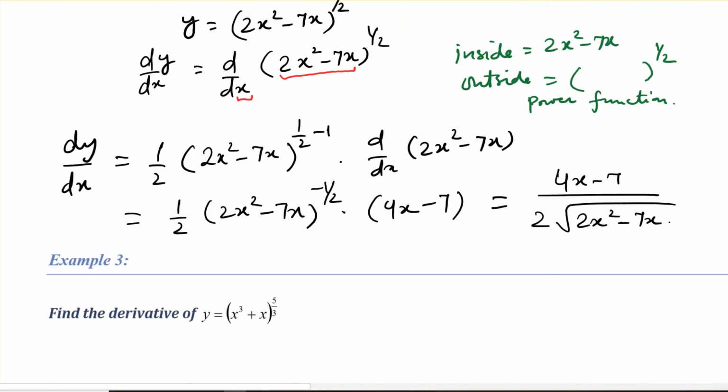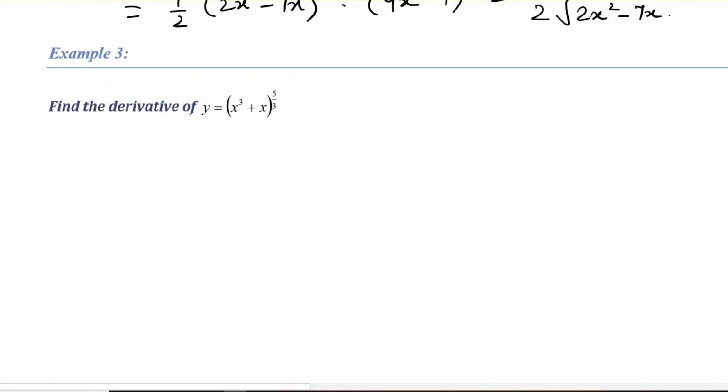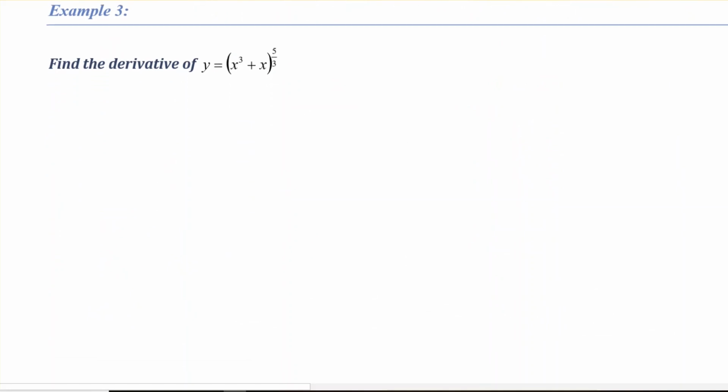Let's try one more example quickly. Again, in this one, we have y is equal to x cubed plus x raised to power 5 over 3. Notice that here we don't simply have x, we have another expression in terms of x. So when we take the derivative, we have some inside function and then we have the outside function, which is our power function. So the derivative of outside, the outside is the power function. Bring the power down, and then that's something raised to power, reduce the power by 1.